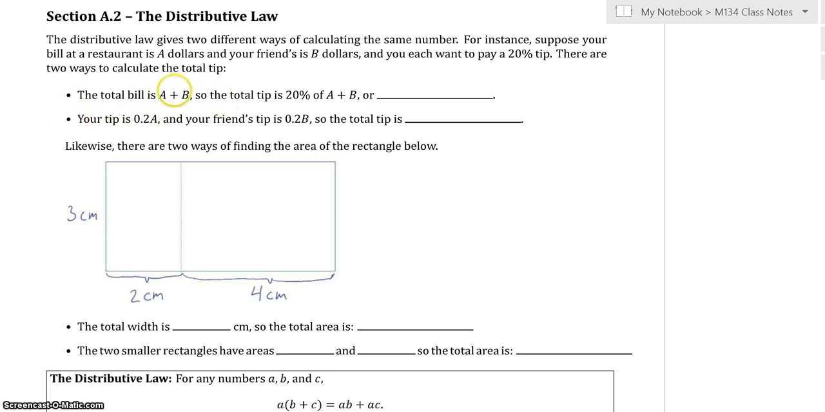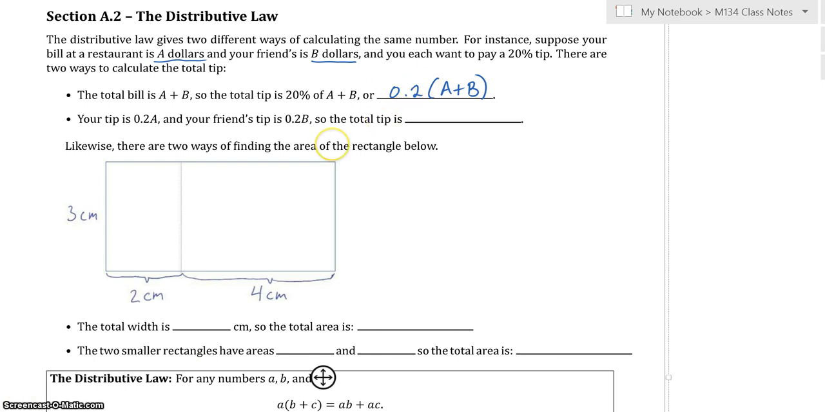The first way is to look at the total bill. So if your bill is A dollars and your friend's bill is B dollars, A plus B is your total bill. So 20% of the total would be 0.2 of A plus B.